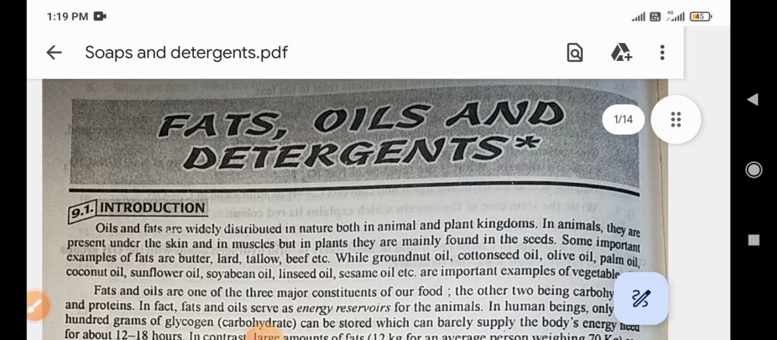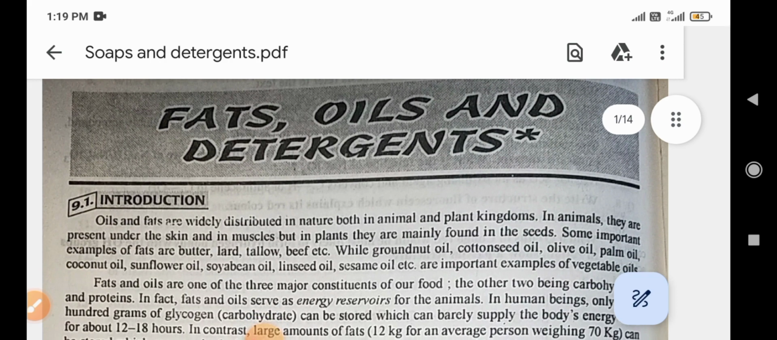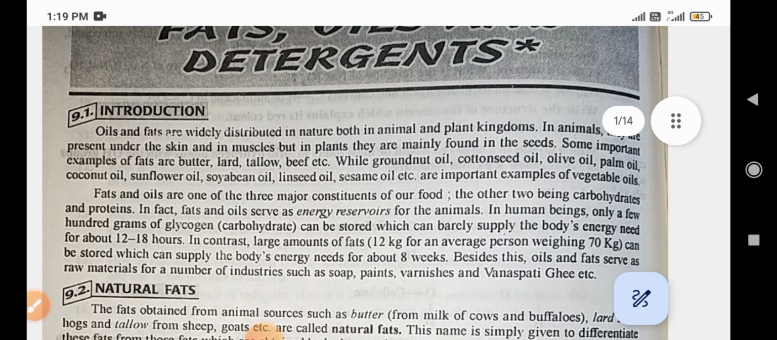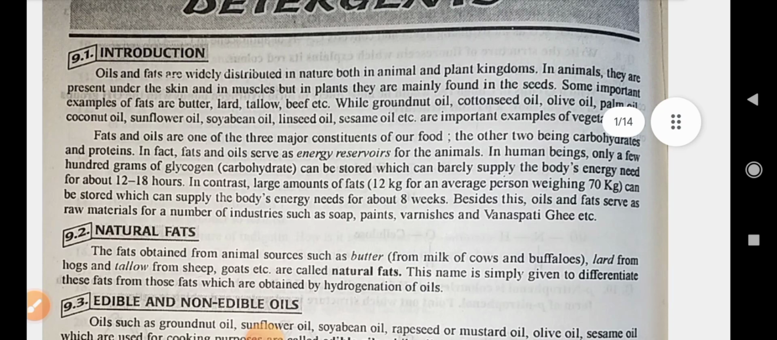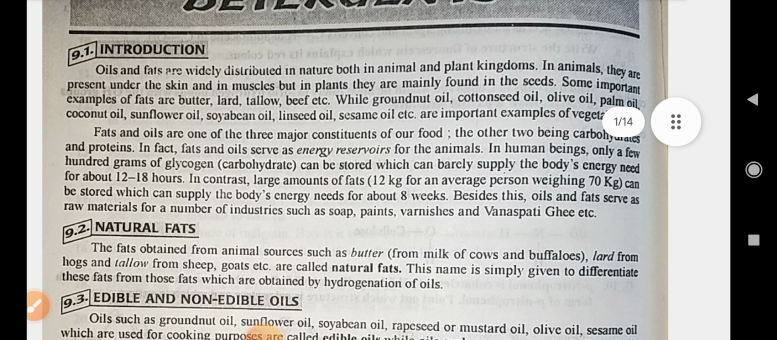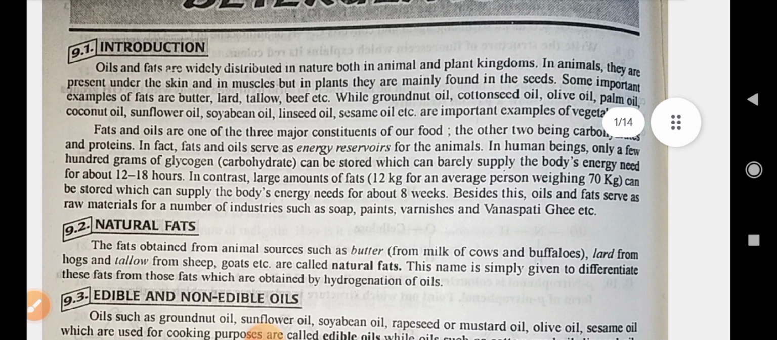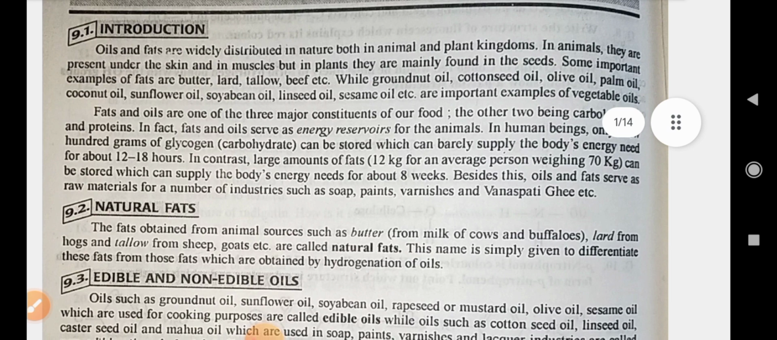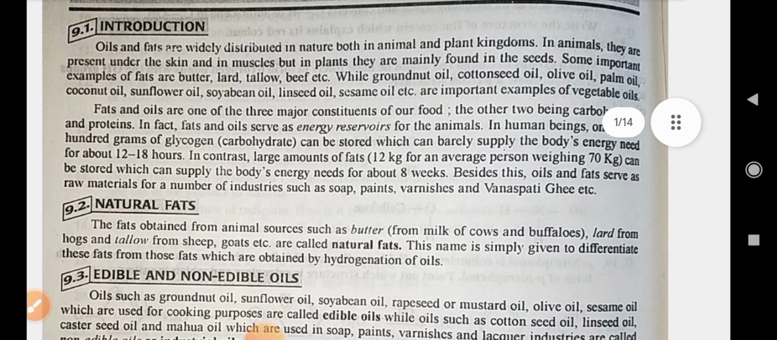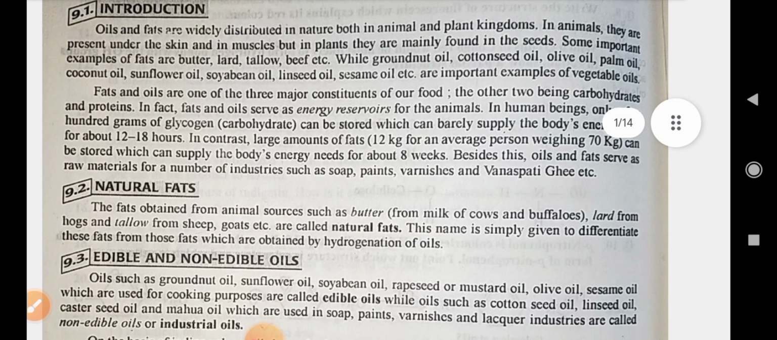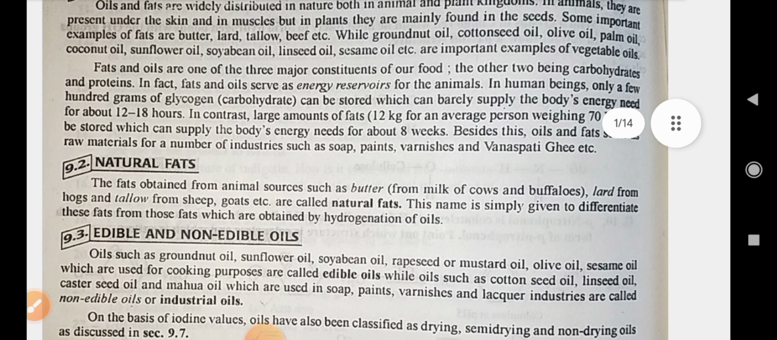So, today's topic is fats, oils, and detergents. Introduction. Oils and fats are widely distributed in nature, both in animal and plant kingdoms. In animals, they are present under the skin and in muscles, but in plants, they are mainly found in the seeds. Some important examples of fats are butter, lard, tallow, beef, etc. While groundnut oil, castor oil, olive oil, palm oil, coconut oil, sunflower oil, soybean oil, linseed oil, sesame oil, etc. are important examples of vegetable oils.